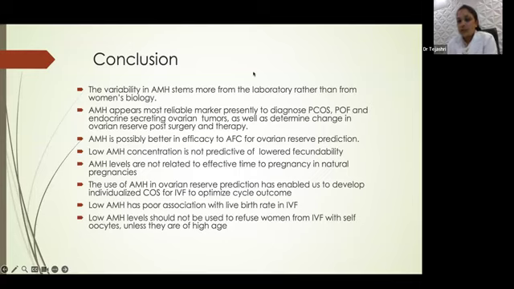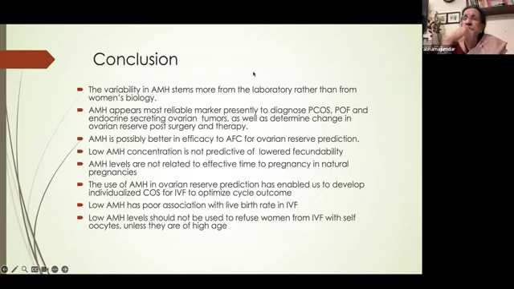The second question is, ma'am, what is the effect of OC pills on AMH? So I think in 3 months it reduces a little bit. In 6 months, I haven't brought those slides, the AMH value reduces by 50% if they are on 6 months or more of OC pills.